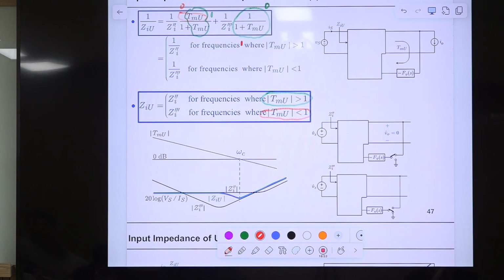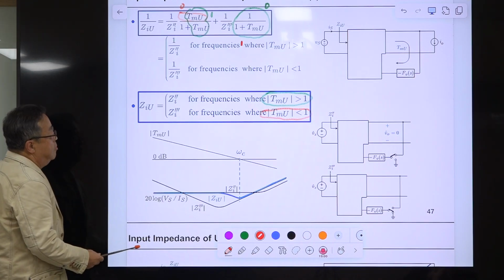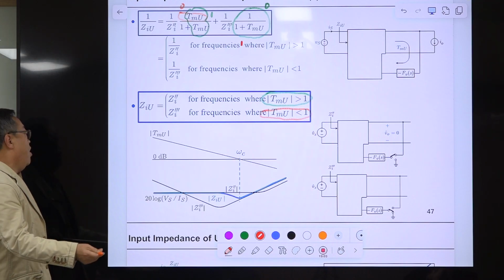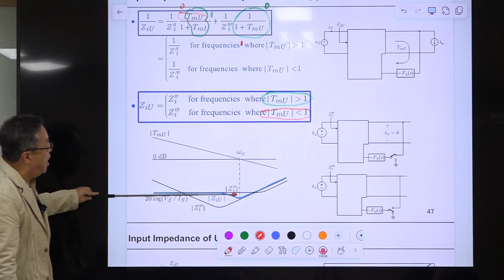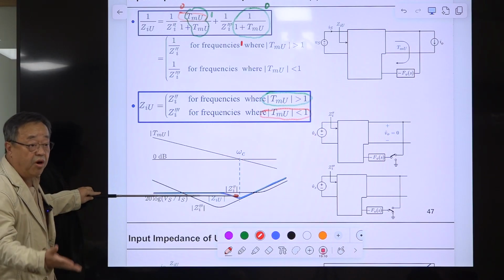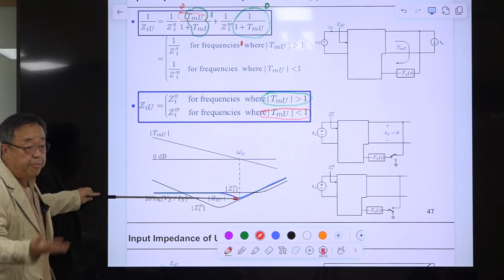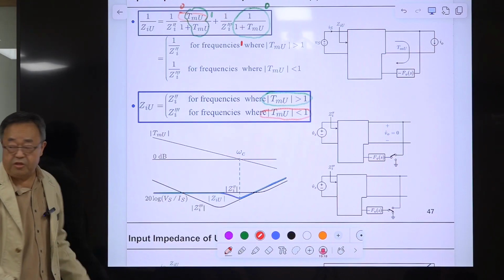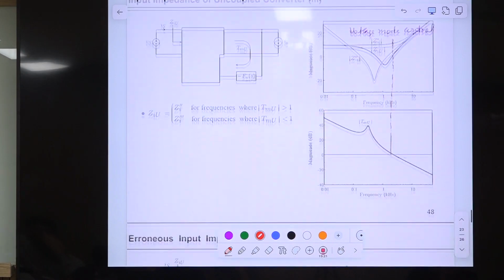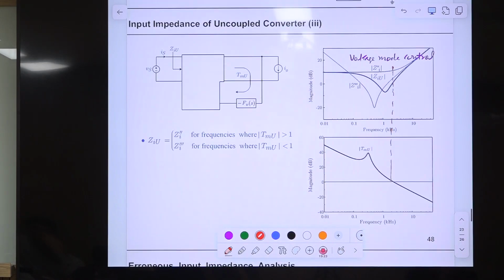So in the beginning of this lecture, I said that the input impedance of the regulated converter behaves as minus R up to the loop gain crossover frequency of the converter. It really doesn't matter, coupled or uncoupled, they are the same. So this is the result. This is the final confirmation of this argument.